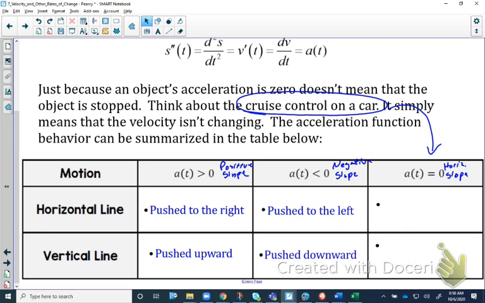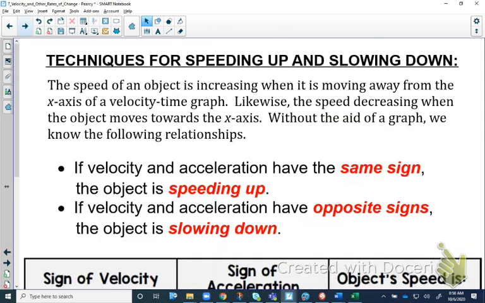And if the acceleration is 0, then that means your velocity is constant, so it would be a horizontal line. So your velocity simply isn't changing. You're still moving, but the velocity is remaining a constant value. You're neither increasing your acceleration nor decreasing your acceleration.